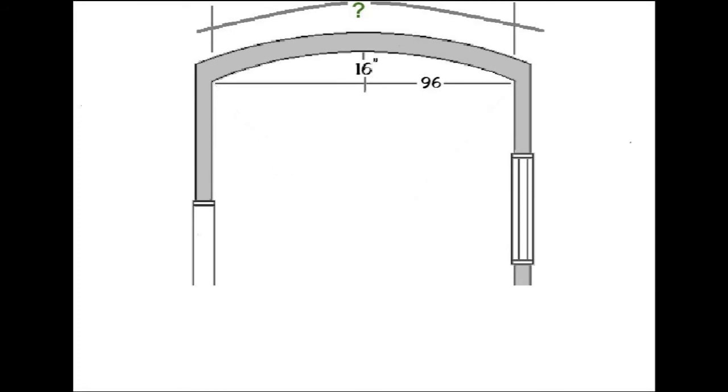The formula to solve for the length of the curved wall, or arc, is pi times the radius times the central angle divided by 180. The number 180 represents the 180 degrees of a circle.